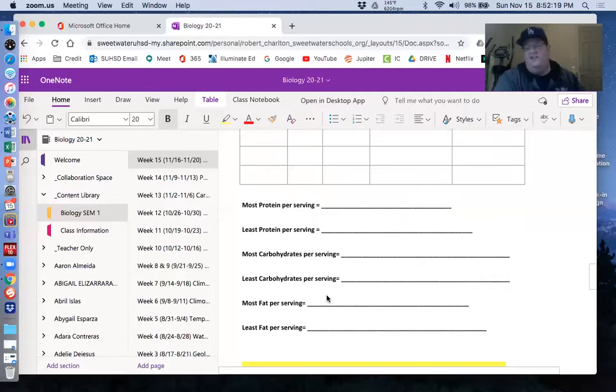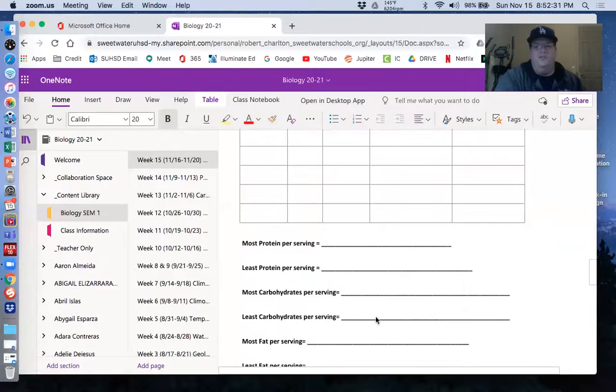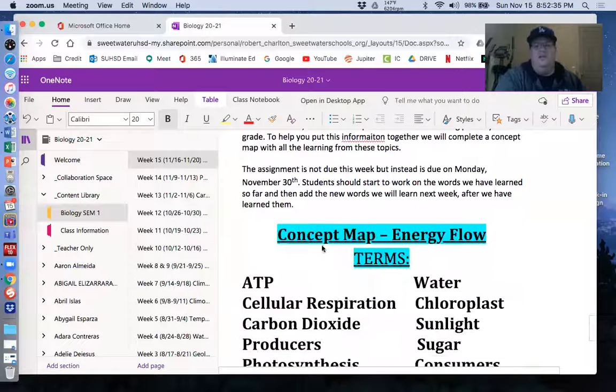And just to give you an idea of like what kind of foods have lots of protein, what kind of foods have little protein, which ones have a lot of fat, which ones have a lot of carbohydrates, things like that. Okay? So chart with these 6 questions and the notes due Monday, and then start the concept map, but that's not due until the 30th. And there you go. That's the week in biology.